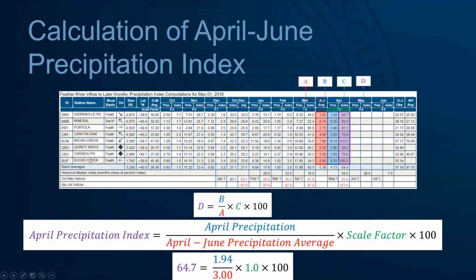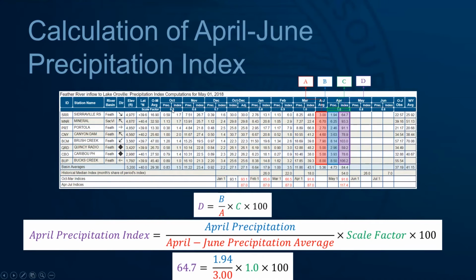Starting off to the left, you can see the different precipitation stations that we're actually using in this indexing method. We'll do this example for Sierraville. We have this basic formula where we take the observed April precipitation and normalize it by that period's average, the April through June average. We then multiply that by a scaling factor based on the time of year. You can almost think of this as a contribution to the April through July runoff.